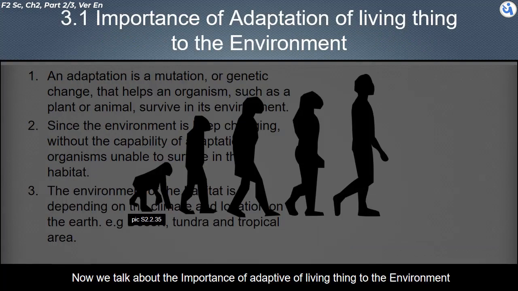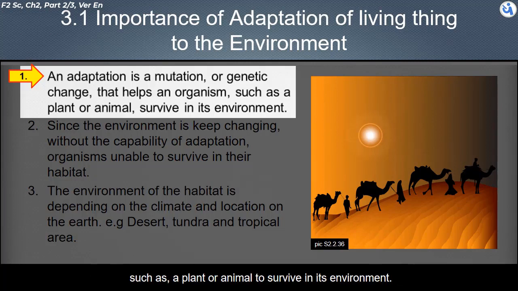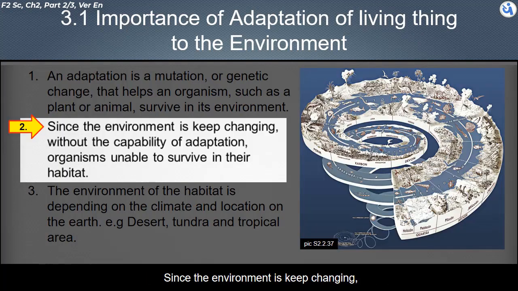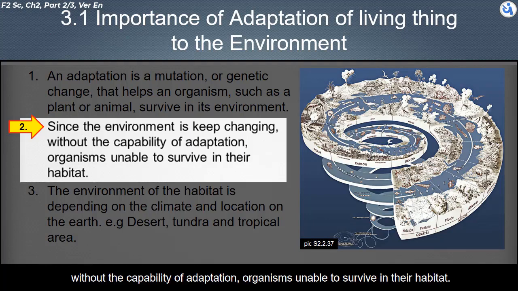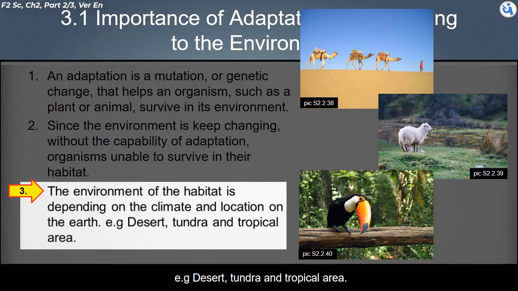Now, we talk about the importance of adaptation of living things to the environment. An adaptation is a mutation or genetic change that helps an organism, such as a plant or animal, to survive in its environment, since the environment keeps changing. Without the capability of adaptation, organisms are unable to survive in their habitat. The environment of a habitat depends on the climate and location on the earth. For example, desert, tundra, and tropical area.